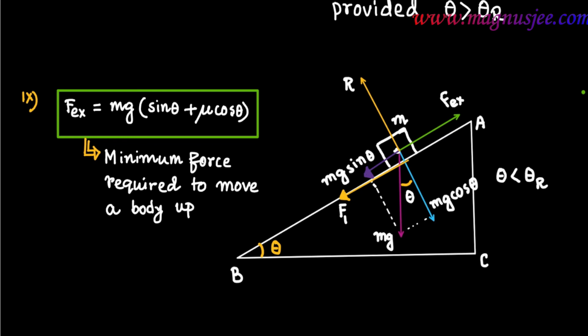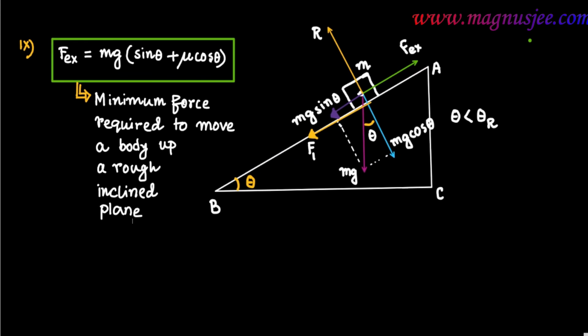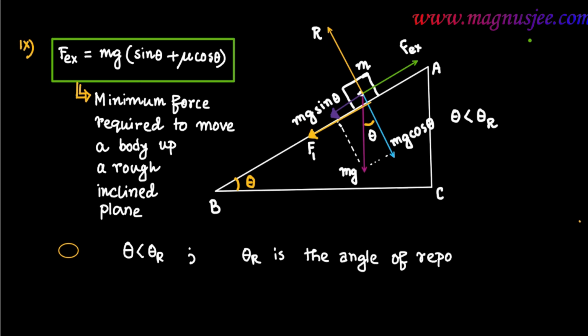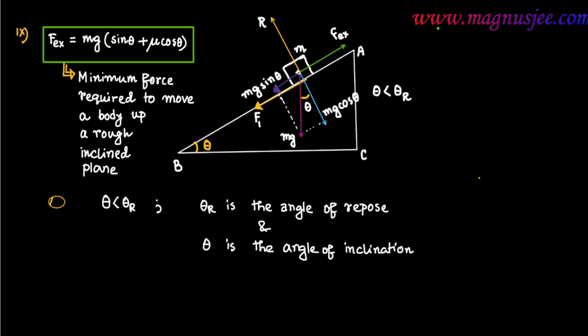The body will not be moving down the inclined plane under the action of the rectangular component of its weight. The body will be at rest on the inclined plane, and we have to move the body up the inclined plane, and we get the expression of minimum force required to move a body up a rough inclined plane. In this case, theta is less than theta R, where theta R is the angle of repose and theta is the angle of inclination. As theta is less than theta R, the body will be at rest, and an external force Fex should be applied on the body to move the body up the inclined plane.